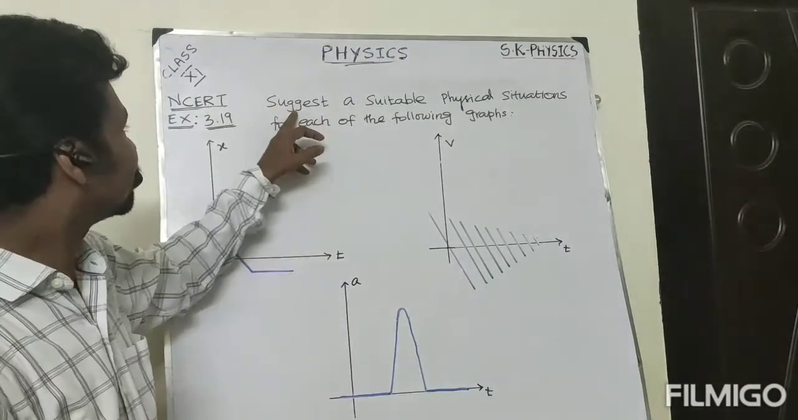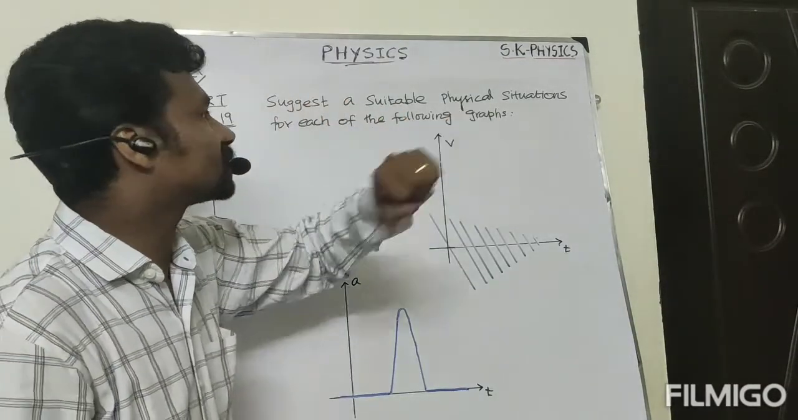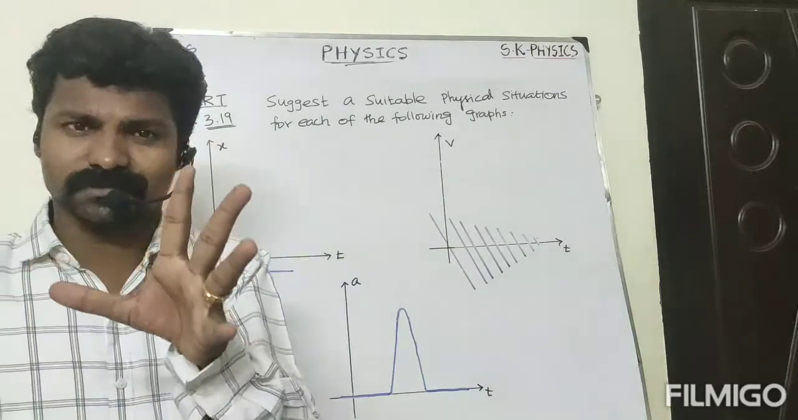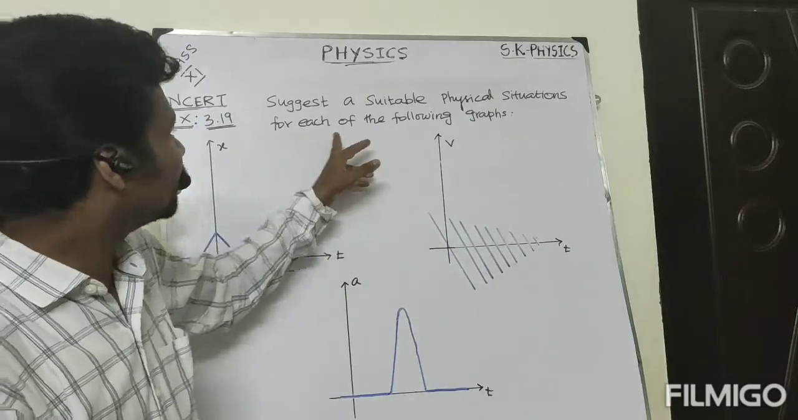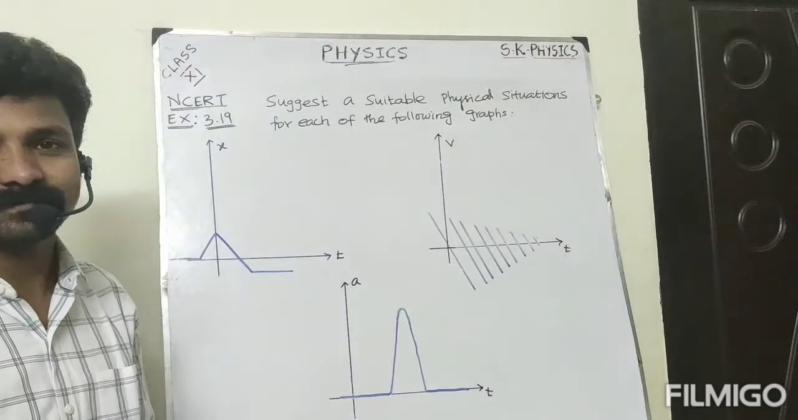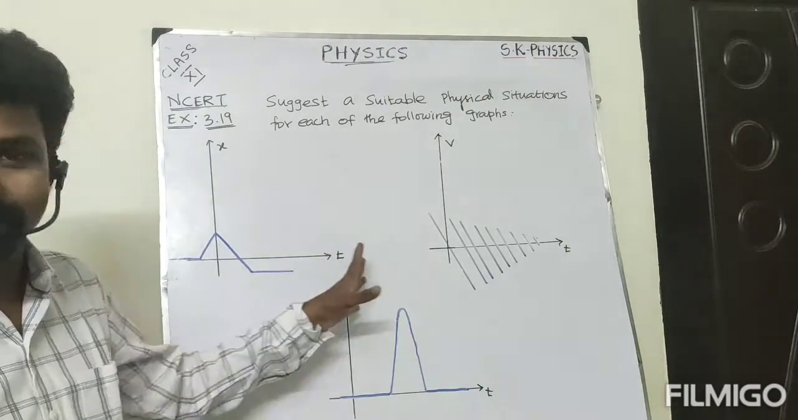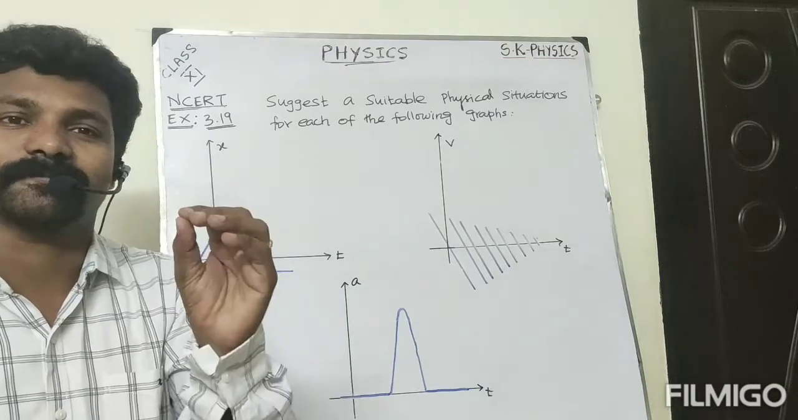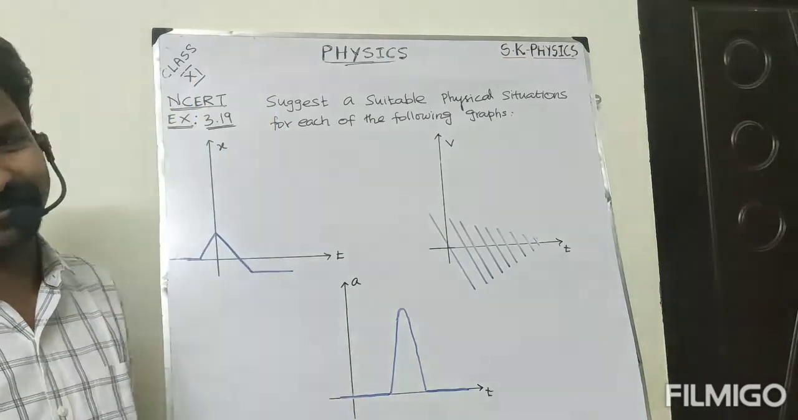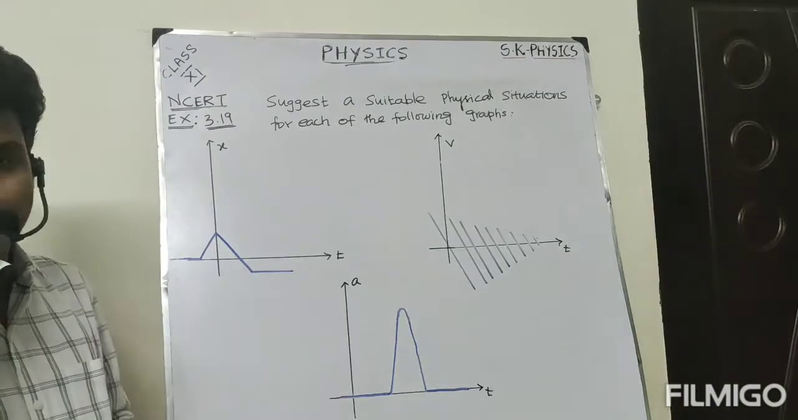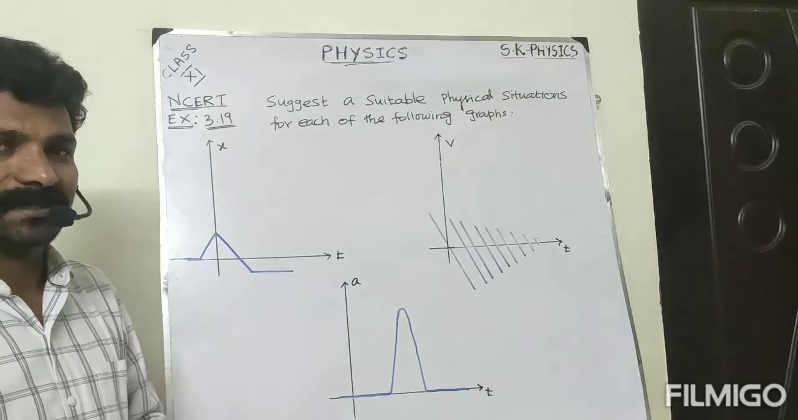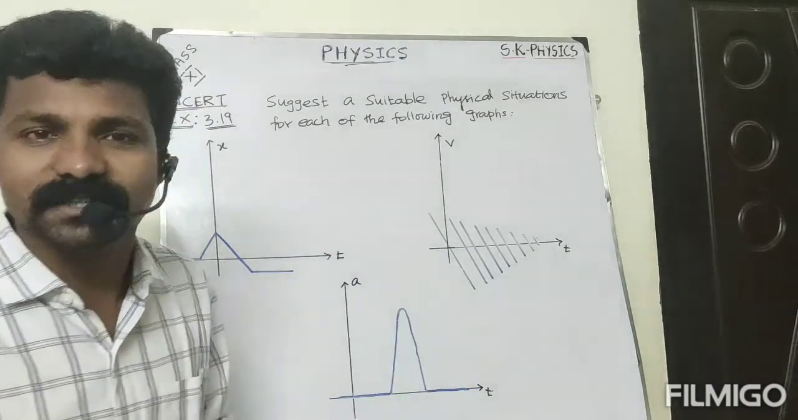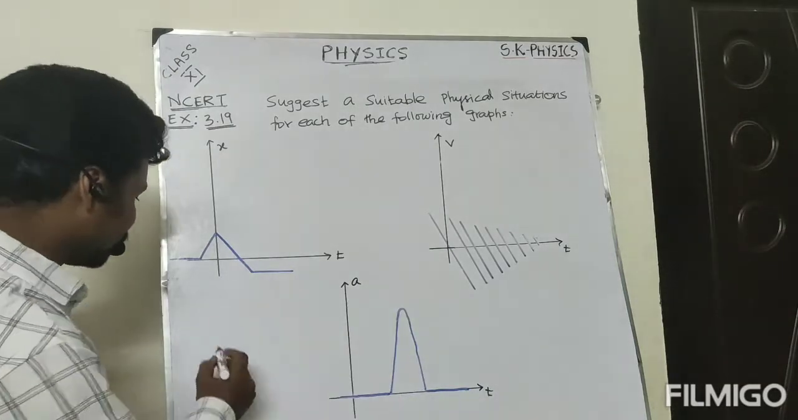See the question. Suggest a suitable physical situation for each of the following graphs. Your graph is given. Now you want to give the perfect example. That is the meaning. So what does the graph represent? In the lower standard you studied, or otherwise you know this very thing.